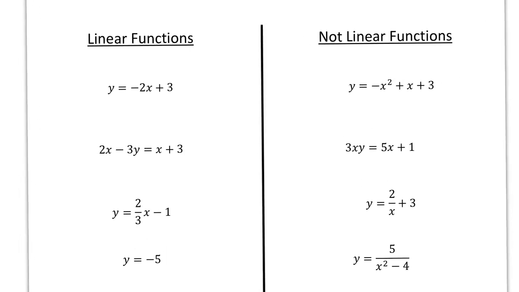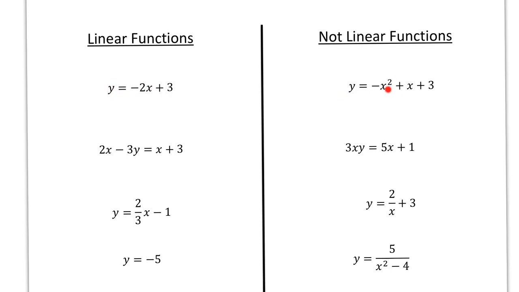So the first one, notice, all of this side here are linear functions. Y equals negative 2x plus 3. Now, the three things that you guys need to remember. X cannot be on the bottom of the fraction. It cannot be a denominator. X and y cannot be multiplying another variable or each other, and x has to have an exponent of 1. So this x has an exponent of 1, it's not on the bottom of the fraction, and the x and the y are not multiplying each other. That's why this is a linear function.